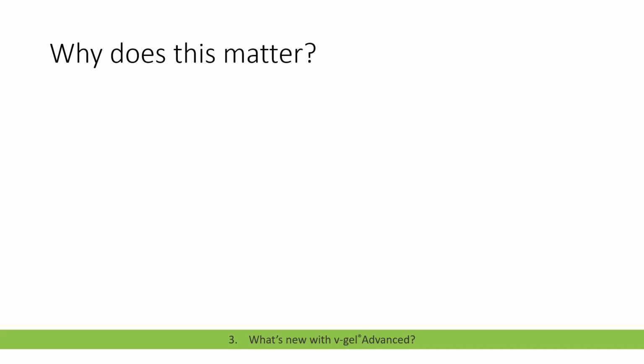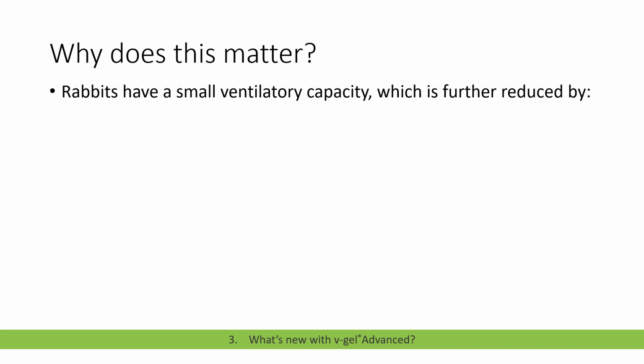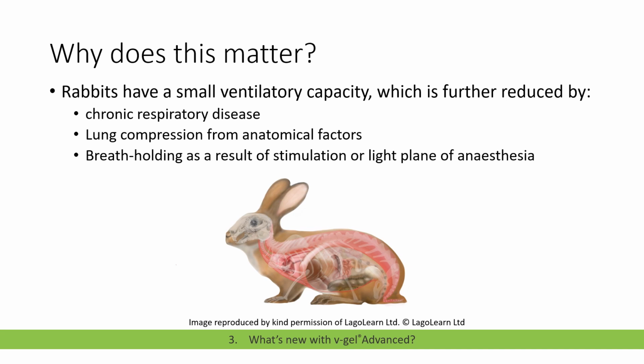Why have we gone and done this then? Why have we made these upgrades to the rabbit v-gels? Well, rabbits have got a very small chest capacity, very small ventilative capacity, and that's further reduced by other factors specific to rabbits. Chronic respiratory disease, very common in pet rabbits. Lung compression from anatomical factors. If you see there how the diaphragm arches up and over the liver and the stomach, and there's quite a lot of lung space dorsal to the diaphragm.